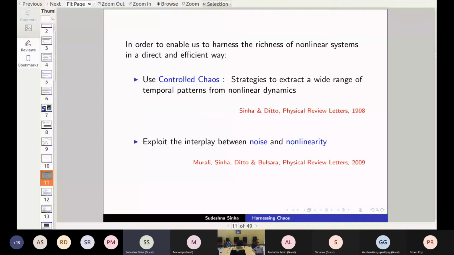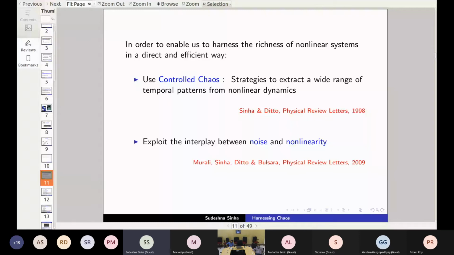So one can use these words, let us use chaos, let us harness chaos, and they are all nice words. But in order to do anything, especially one which you want to sell to an engineer who wants things all pakka, you have to tell them a way, a procedure, a prescription to use all this nice richness. It's wonderful. It's all very complicated, but you have to be able to use it in a direct way and in an efficient way. Okay. So I'll show two strategies today. And one of them is the use of controlled chaos.